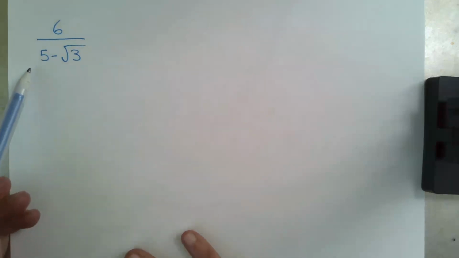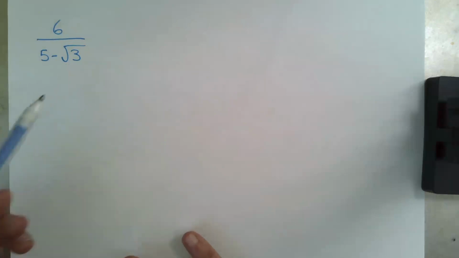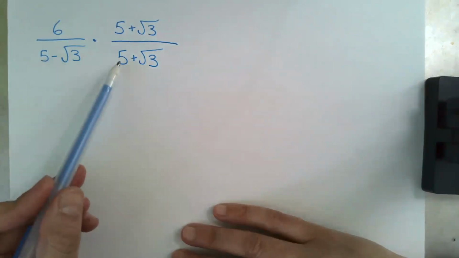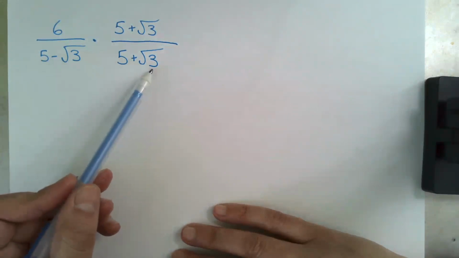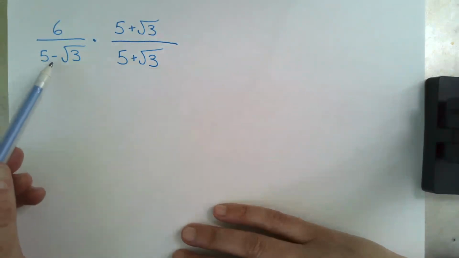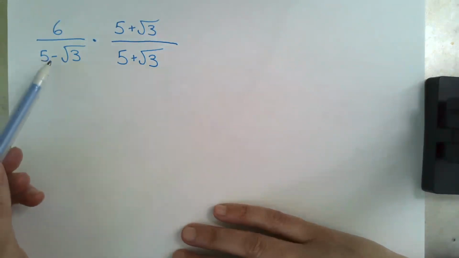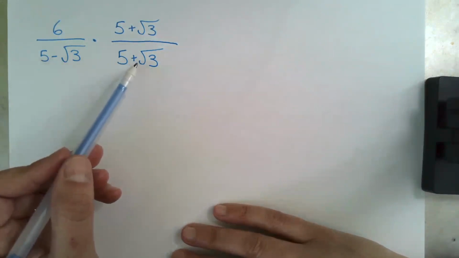So when you have a binomial with a root instead of a monomial with a root, you are going to multiply top and bottom by something called the conjugate. Now you'll notice the 5 is the same, the root 3 is the same, and what has changed is the sign. This was a minus, so the conjugate will be a plus. And if this had been a plus, then the conjugate would be a minus.